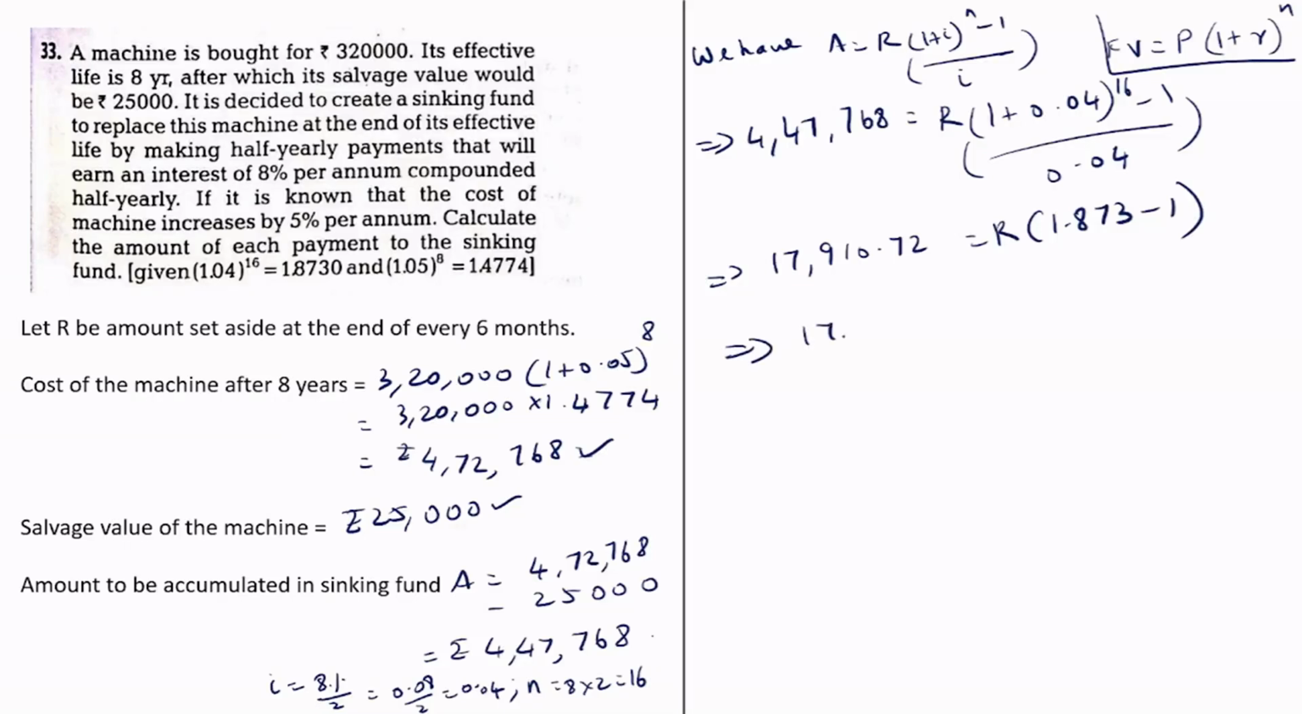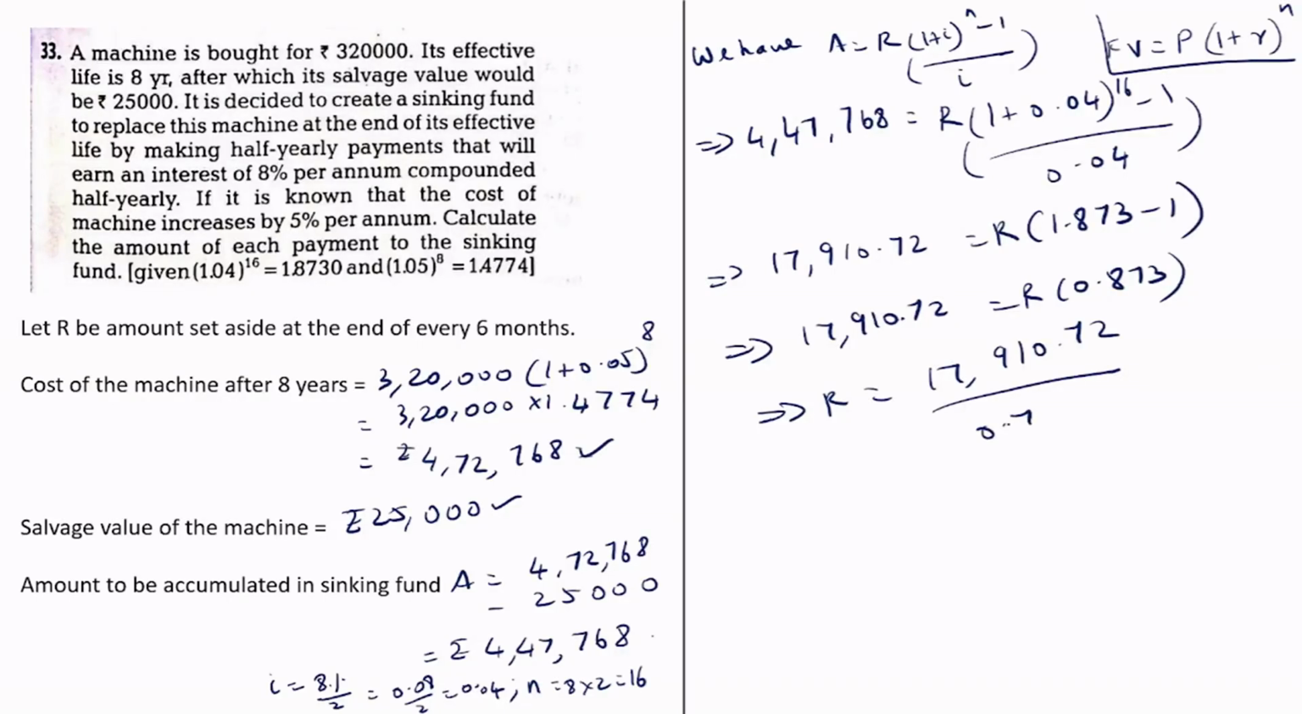So from this, 17,910.72 equals R into 0.873, or R is equal to 17,910.72 upon 0.873. So when we divide, we get 20,516.28.